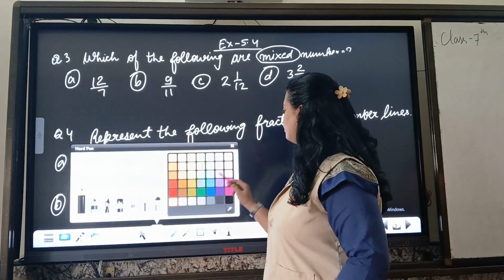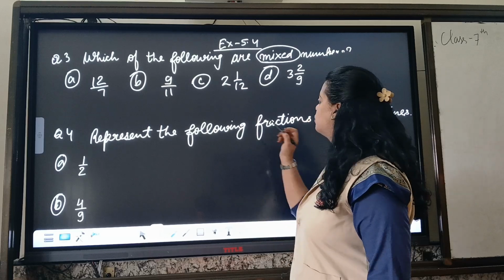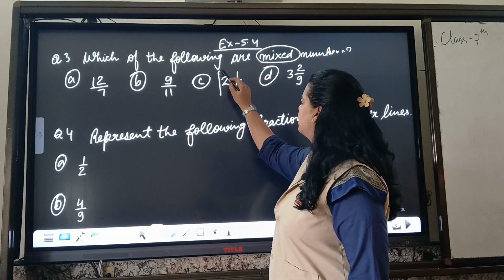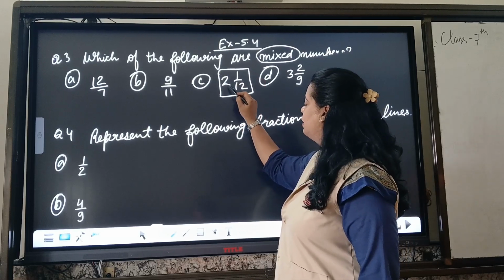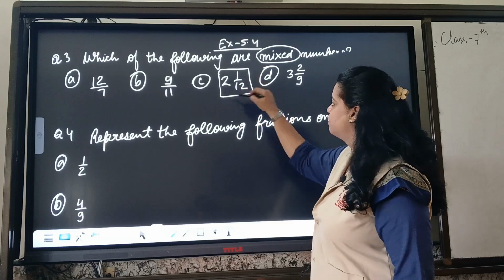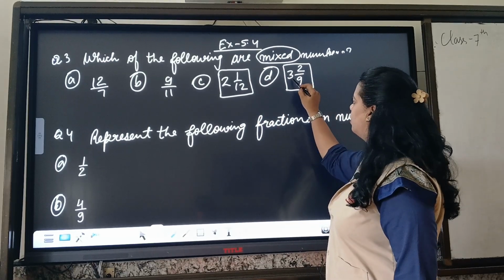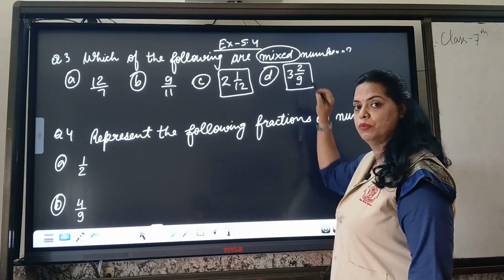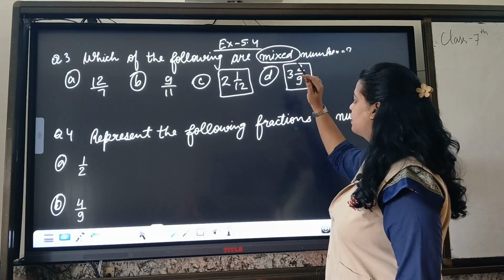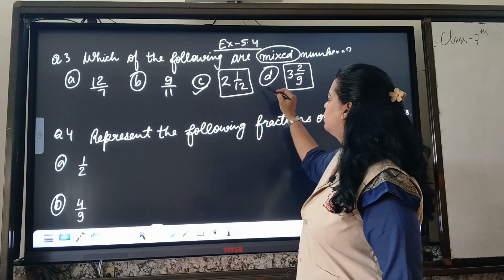Yes, we have A, B, C, D, 4 options. So we can observe this number is in the form of a whole number and fraction. So it is a mixed fraction. Here again in part D we have whole number 3 and fraction 2 upon 9. So it is also known as a mixed fraction. We will take these 2 answers.